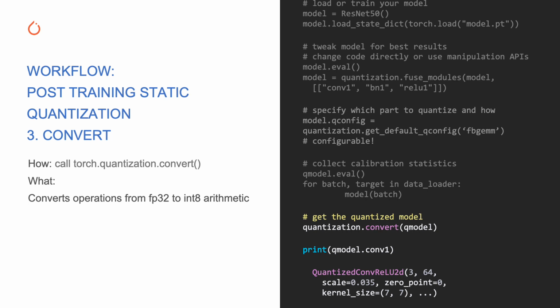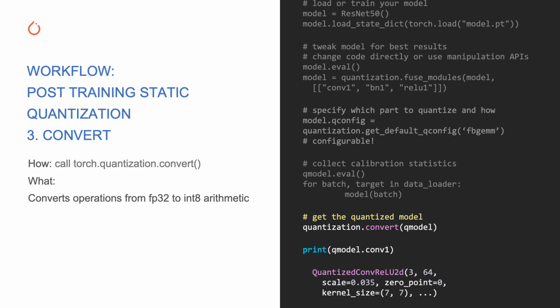Having prepared the model, you inserted the observers and then ran it over the calibration data set. Now we have the statistics we need to actually create the quantized model. So this command here, quantization.convert, where you pass in the Q model that has already been calibrated with the calibration data, does the rest. It goes through and replaces all the operations that can pattern match with the appropriate quantized versions of those operations, and it uses the statistics gathered in the observers and recorded in the model to set the right scale factors.